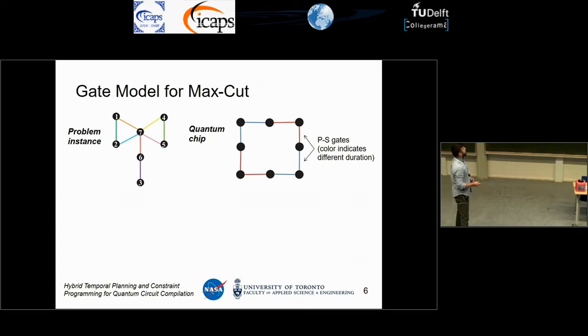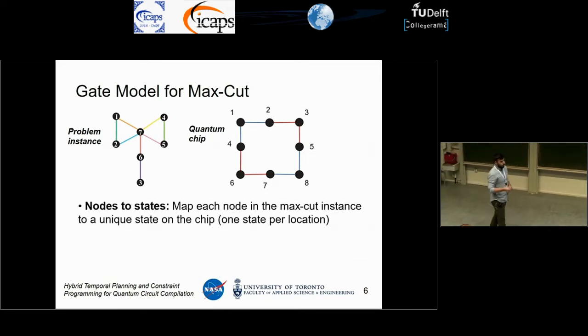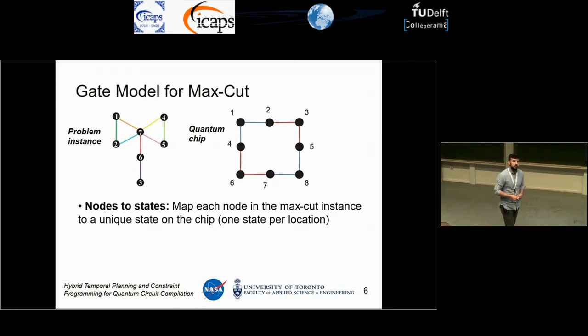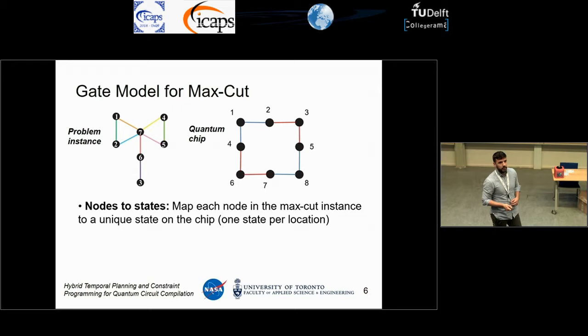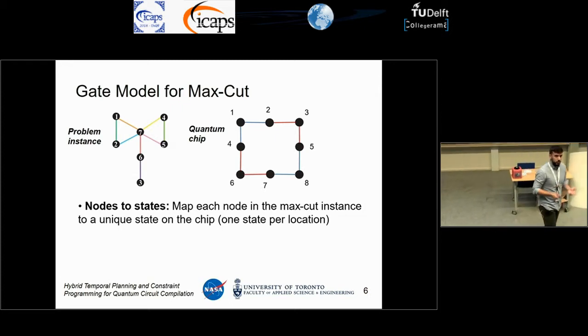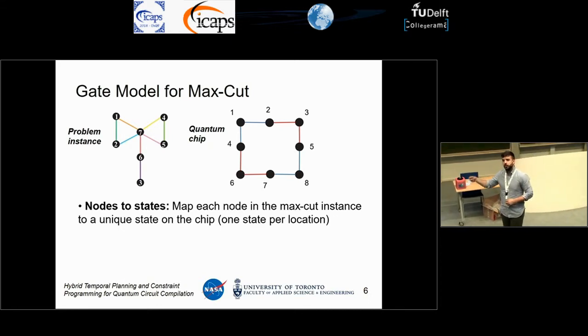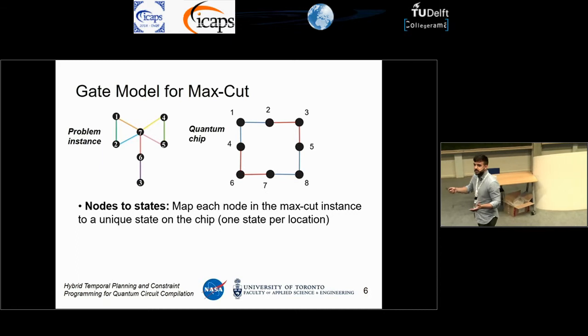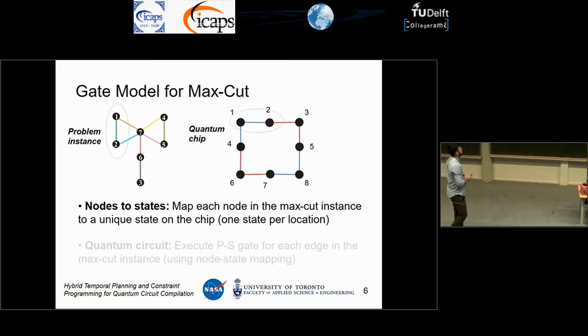So what do we need to do here, essentially? The first step, what we do is we actually map the node numbers in our max cut instance to unique qubit states on the chip architecture, okay? So you'll see I have nodes 1 through 7. On my chip I have qubit states 1 through 8. I have 8 because you actually have to fill up all of the qubits on the architecture with unique states. But I'm going to map the ones in the max cut instance with the qubit chip itself.